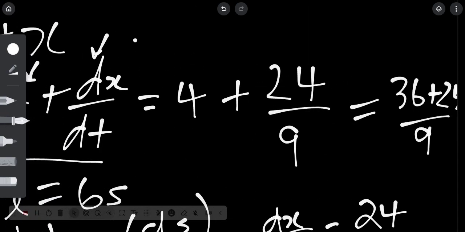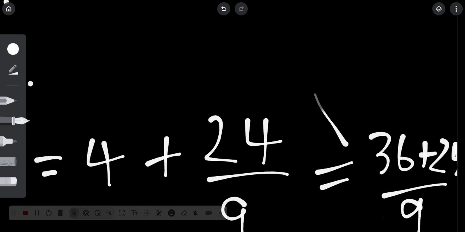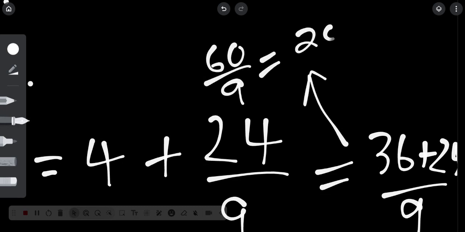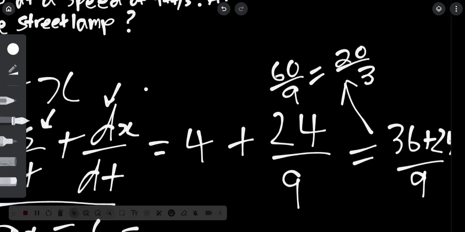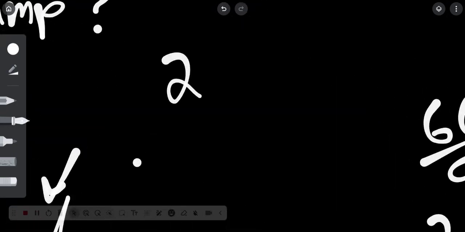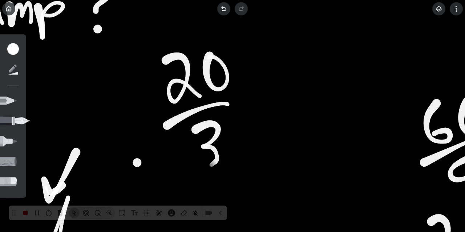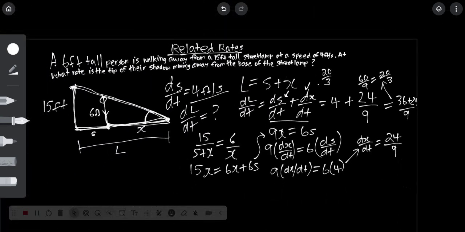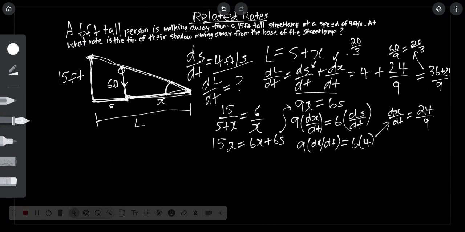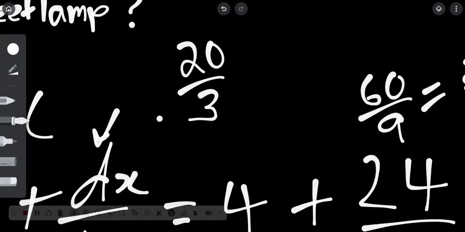And this comes out to 60 over 9, or 20 over 3 when you simplify it. And this 20 over 3, now think about what the units are for this. We always want to provide units. Well, it says what rate is the tip of the shadow moving, so it's some unit of distance over some unit of time. So in this case, it'd be feet per second.